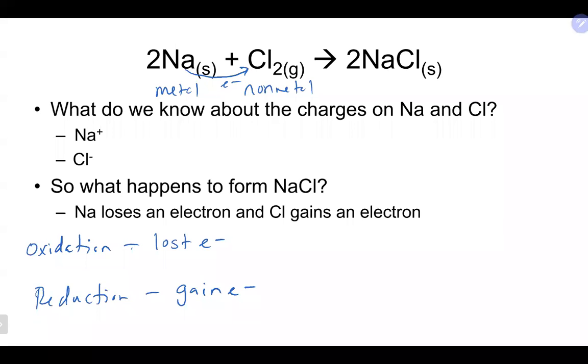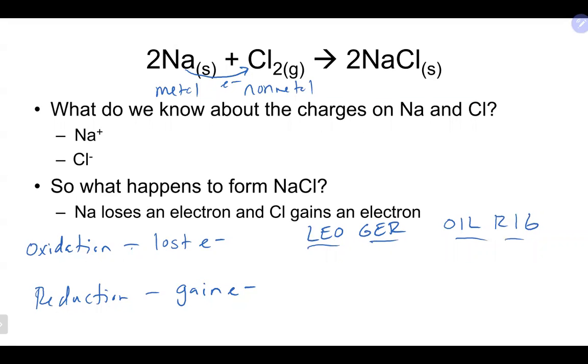Same thing with reduction. Sometimes people remember this as Leo the lion goes grr. That is the loss of electrons, oxidation, gaining of electrons, reduction. Some people are fond of the oil rig. Oxidizing is losing, reducing is gaining. You could put them together, put Leo the Lion on the oil rig, and he goes grr. You don't have to choose. You could have all your memory aids here.